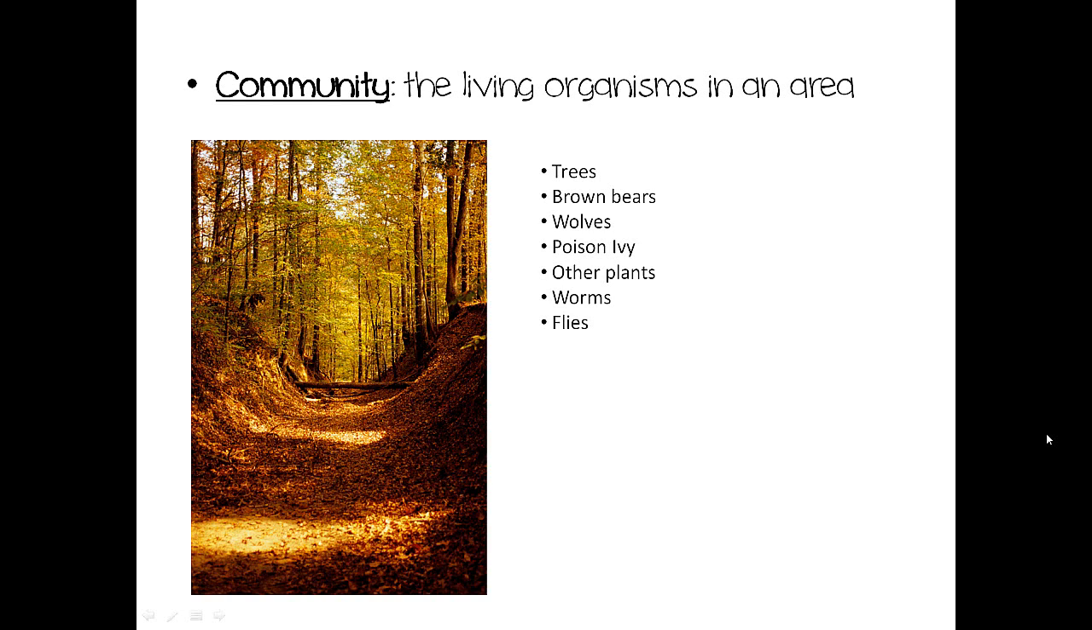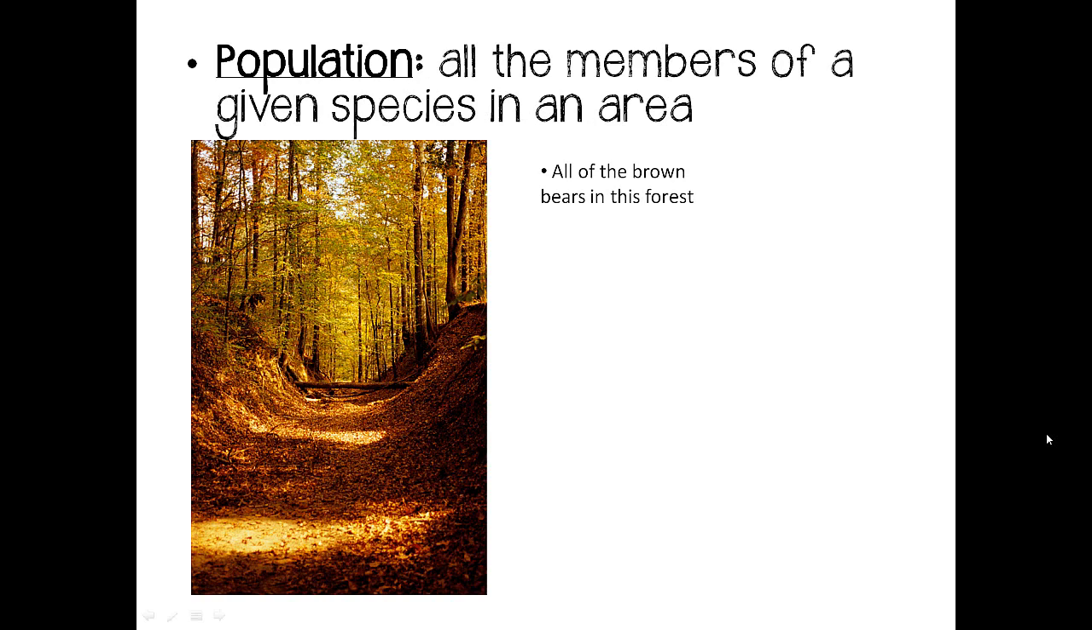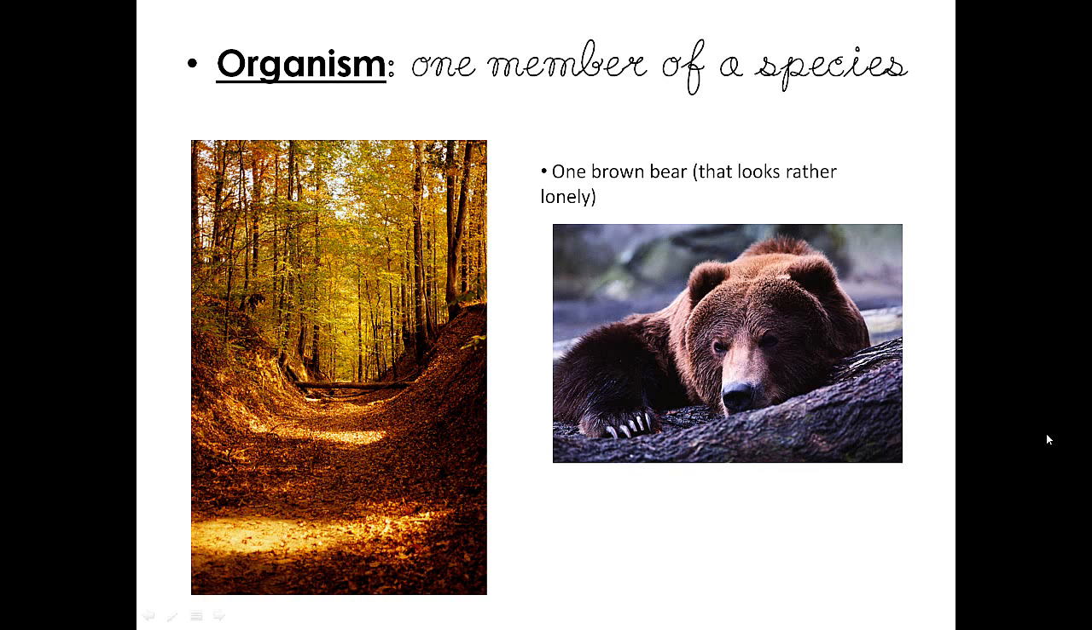Population is looking at only one of those groups at a time. Population, all of the members of a given species in an area. So let's say it's all the brown bears in this forest. We have our species, we have our area. Getting smaller, we can look at an organism. An organism is just one member of that species. So this is the brown bear that looks really lonely because he's only one member of the species.